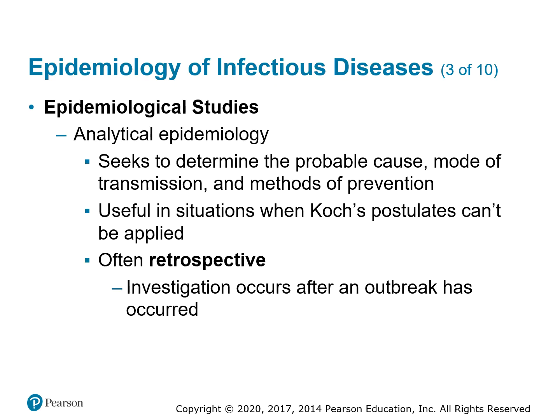Analytical epidemiology seeks to determine the probable cause, the mode of transmission, and the methods of prevention. It's useful in situations where Koch's postulates can't be applied. It's often retrospective, meaning we look back after something has happened and do a lot of thinking about what happened.